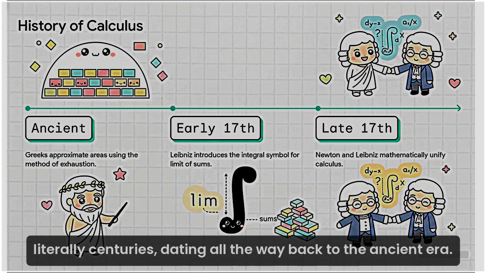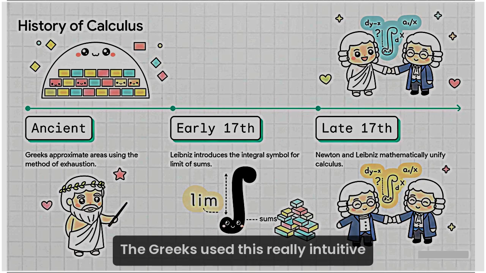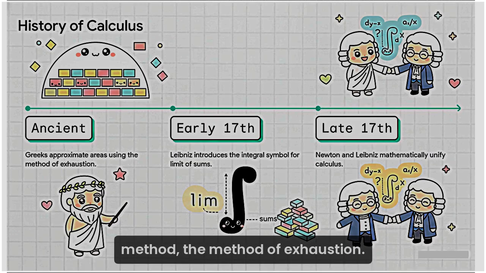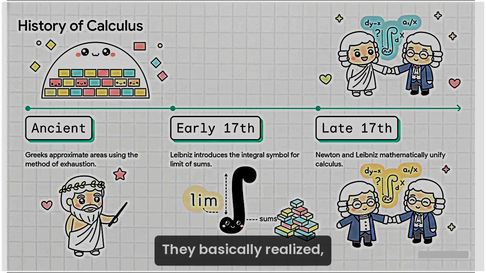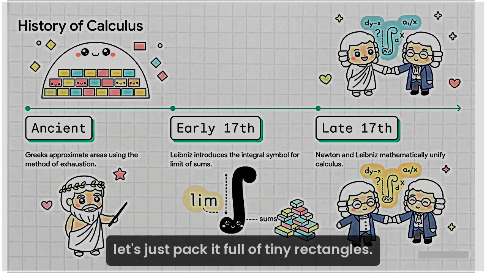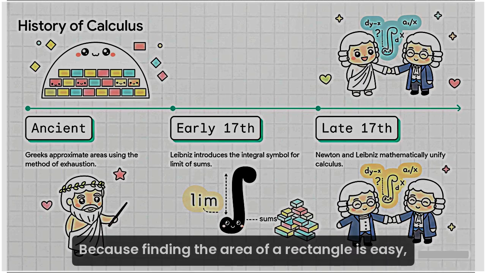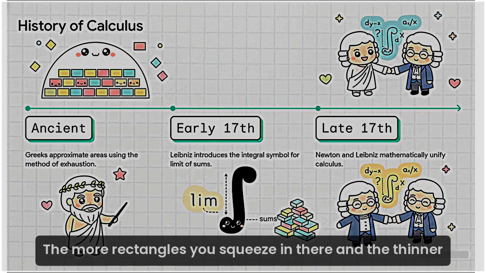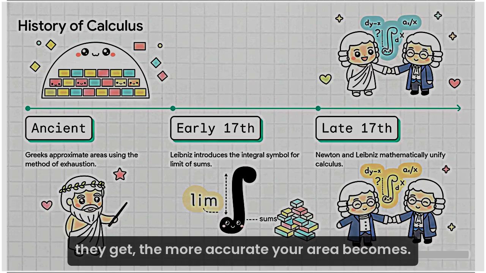For literally centuries, dating all the way back to the ancient era, the Greeks used this really intuitive method, the method of exhaustion. They basically realized, hey, if we can't measure the area of a weird curved shape, let's just pack it full of tiny rectangles. Because finding the area of a rectangle is easy, it's just base times height. The more rectangles you squeeze in there, and the thinner they get, the more accurate your area becomes.